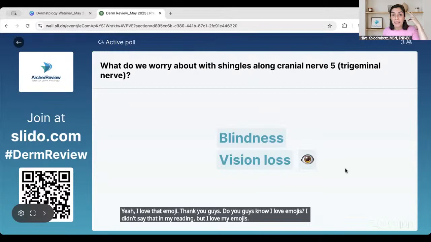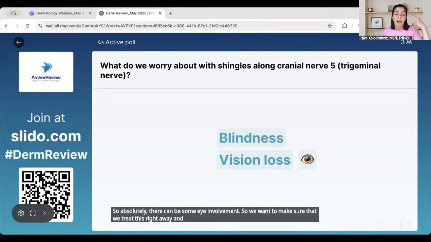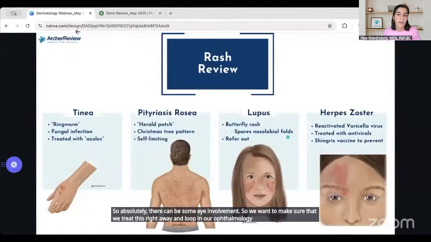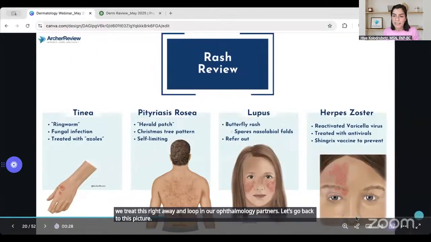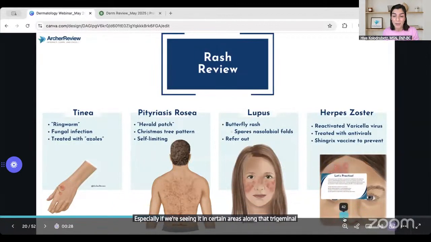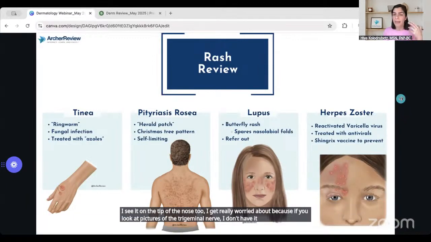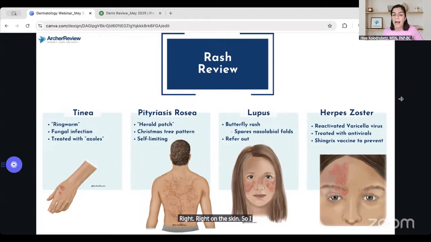So absolutely, there can be some eye involvement. So we want to make sure that we treat this right away and loop in our ophthalmology partners. Let's go back to this picture, especially if we're seeing it in certain areas along that trigeminal nerve. If I see it on the tip of the nose too, I get really worried, because if you look at pictures of the trigeminal nerve, I don't have it in this lecture today, but you'll see that it does go right there, right on the skin. So I really worry about eye involvement.